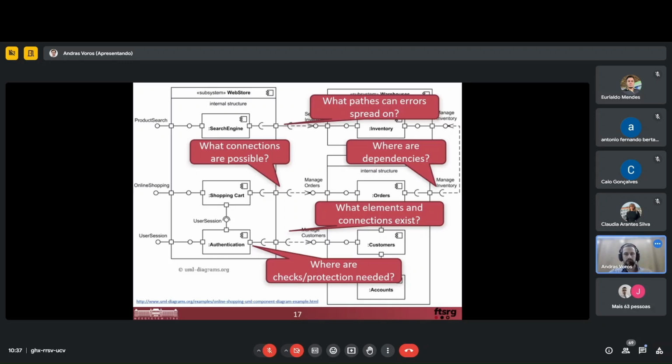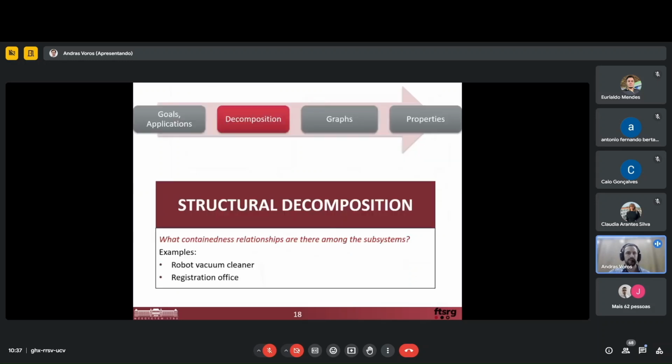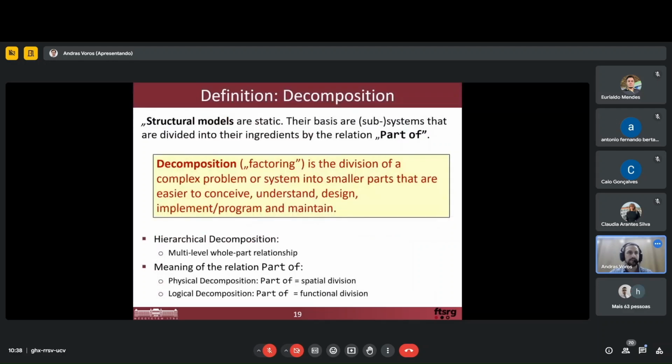We have to develop these models, and we have to use some kind of concepts to be able to develop these models. And one concept is the so-called structural decomposition. When we want to answer such questions, that what containedness relationships are there among subsystems, we use examples to show that. So, as I mentioned, structural models are static.